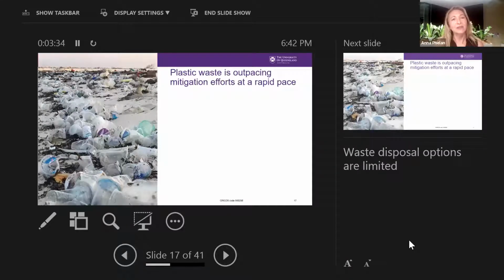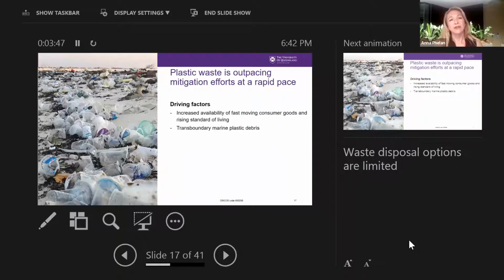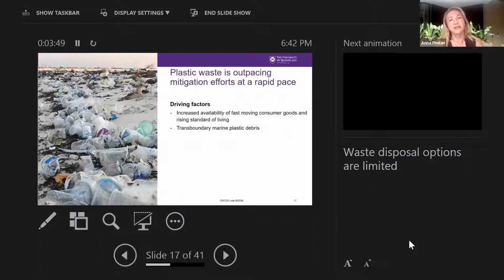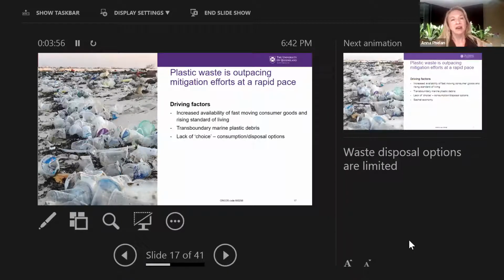So in summary, what's going on? Just like in other parts of the world, but specifically in these regions that, in my opinion, do not get a lot of attention, plastic waste is most certainly outpacing mitigation efforts. And there are numerous driving factors. As I mentioned, the increased availability of processed and packaged goods through the fast-moving consumer goods sector, and seasonal plastic waste brought in on currents. The plastic waste is not seasonal, but the storms that bring it are.